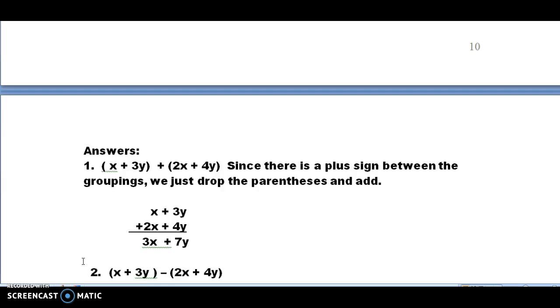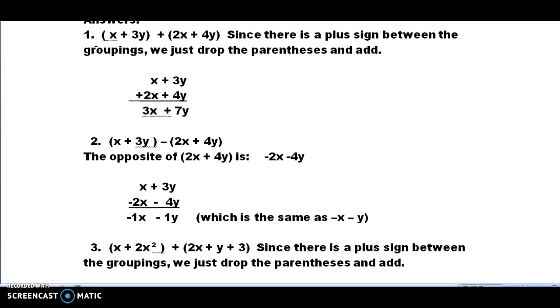So here are the answers to the problems. The first group has a plus sign between them, so we just drop the parentheses, combine like terms, and add. So 1x plus 2x is 3x, 3 plus 4 is 7, so we have 3x plus 7y.